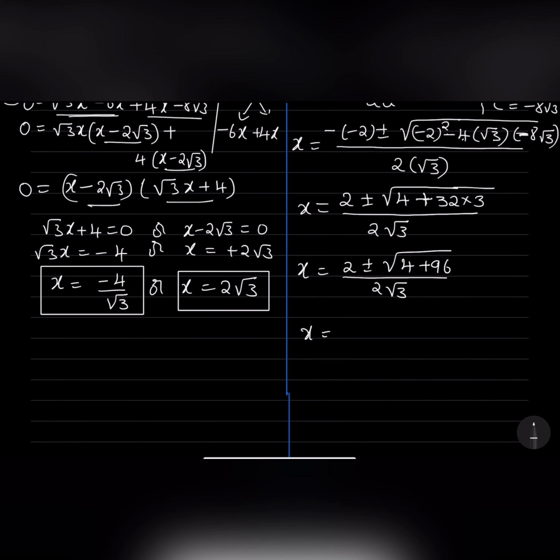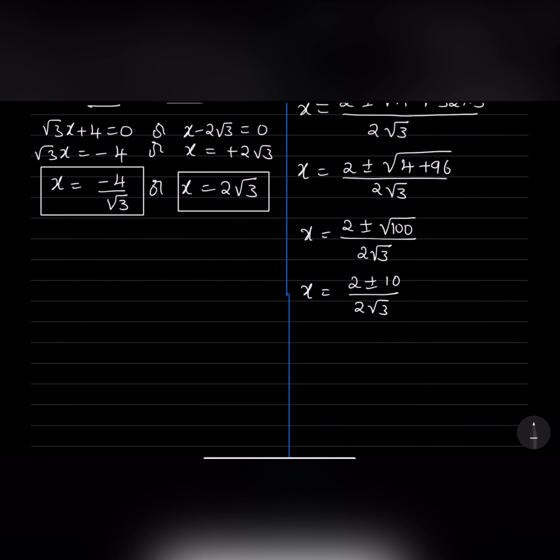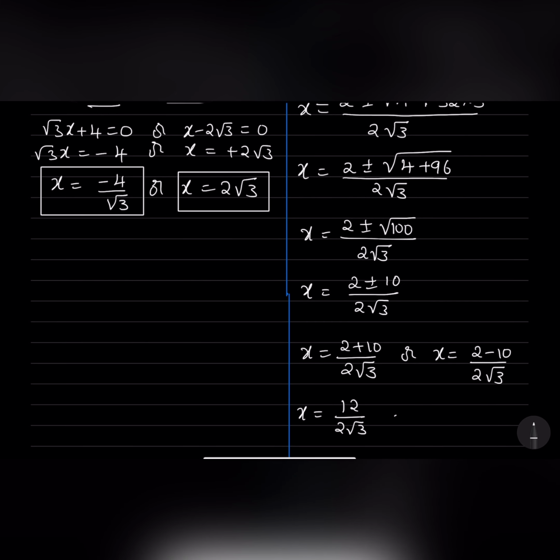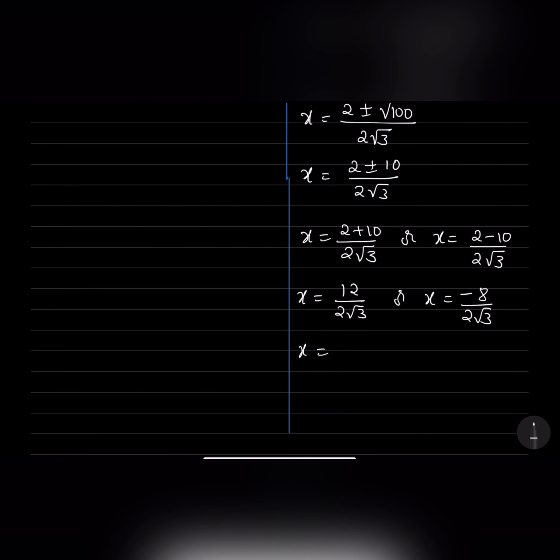And x will be equal to 2 plus or minus square root of 100 divided by 2 root 3. So x is equal to 2 plus or minus 10 by 2 root 3. Now x is equal to 2 plus 10 by 2 root 3, or x is equal to 2 minus 10 by 2 root 3. So x is equal to 12 by 2 root 3, or x is equal to minus 8 by 2 root 3. If we simplify this, we get 2 ones are 2, 6 by root 3, or 2 fours are minus 4 by root 3.